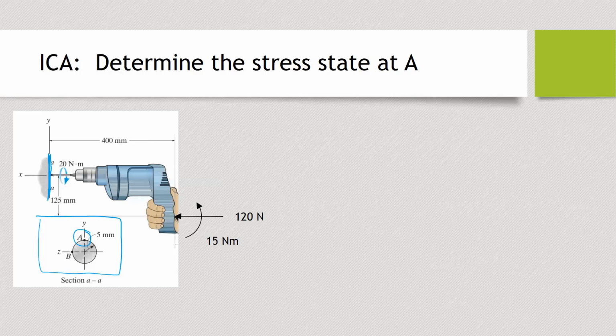Because it's pushed up against this wall and trying to twist, there is a torque applied of 20 Newton meters. So that is this torque here. It's a little bit difficult to see, but if you were to put your fingers in the direction of that torque, your thumb would be pointing in the positive X direction, which in this case is to the left. And with our hand, not only are we pushing towards the wall with 120 newtons, we're also using our wrist to apply a 15 Newton meter moment.